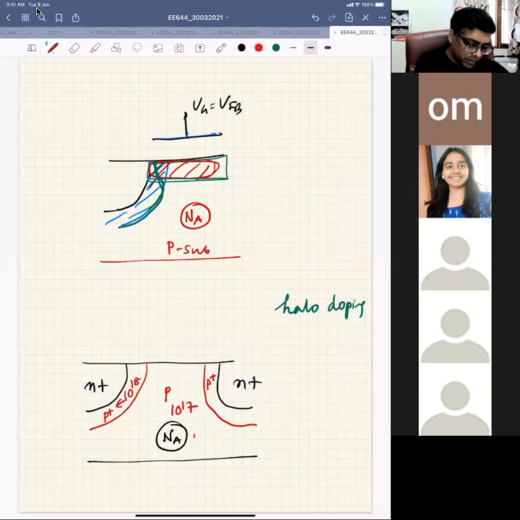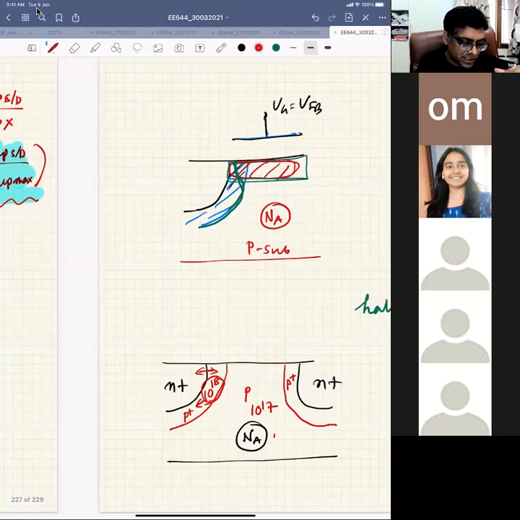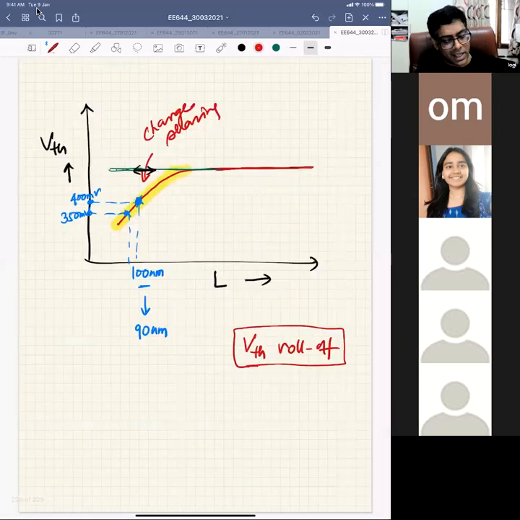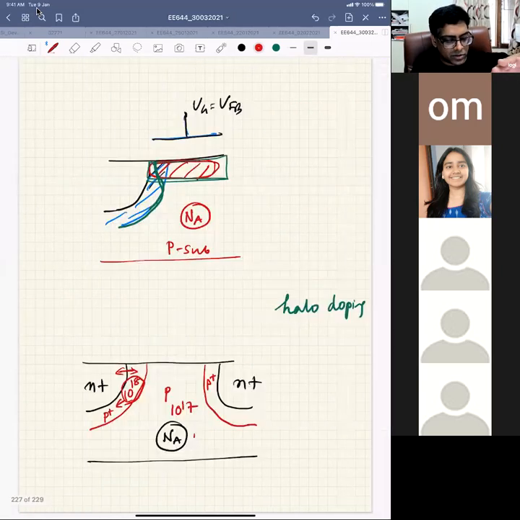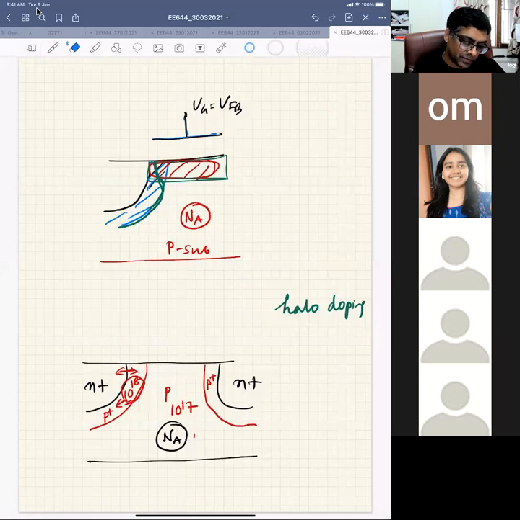By doing this, you are also reducing this depletion width, reducing the charge sharing effect. So these are different techniques to avoid VTS roll off, because this VTS roll off is coming because of charge sharing, and this is not good. So we use different design techniques to avoid this. As I told you, there are a couple of things. One, you increase the surface doping, or you use the halo doping.